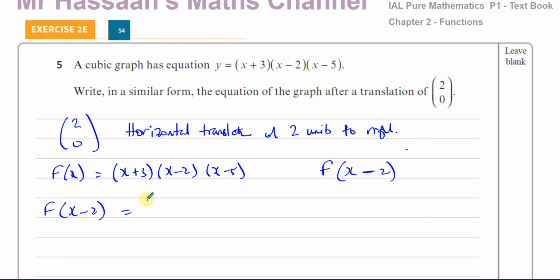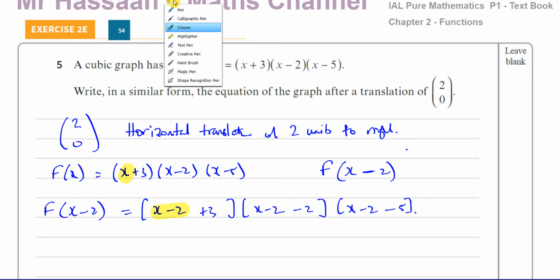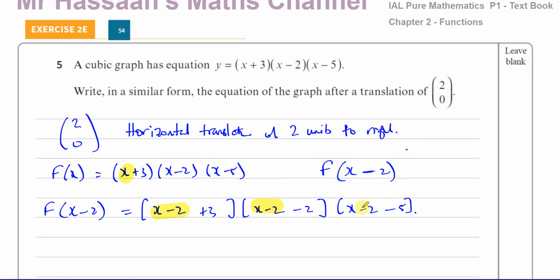So wherever you see x in here, we're going to put x minus 2. Instead of this x here, I'm going to replace it with x minus 2, so I'll have x minus 2 plus 3. And then instead of x here, I'm going to put x minus 2 and then minus 2. Instead of this x, I'm going to put x minus 2 and then minus 5. So what I've done is replace the x's with x minus 2, and that's how we cause this transformation to take place.